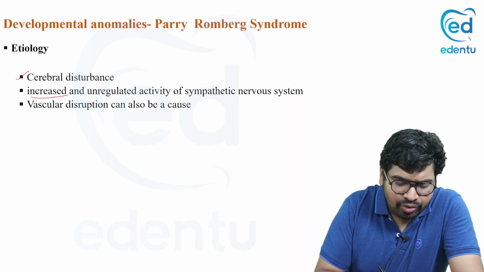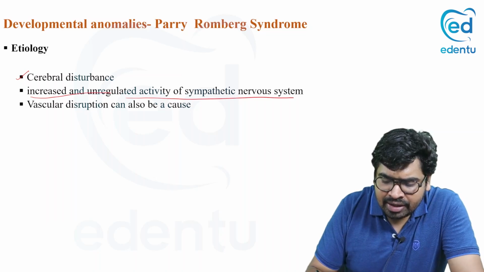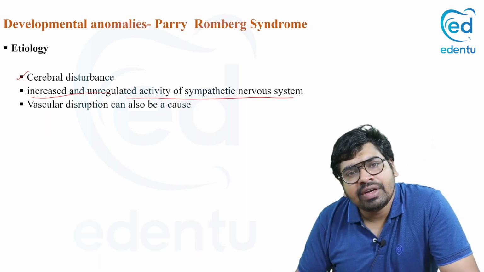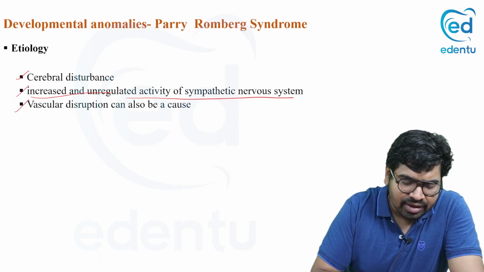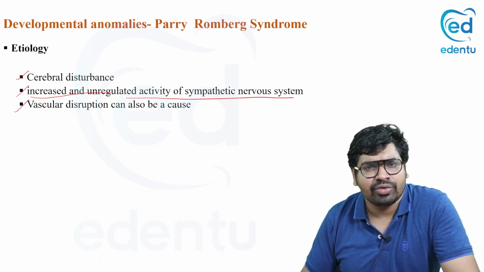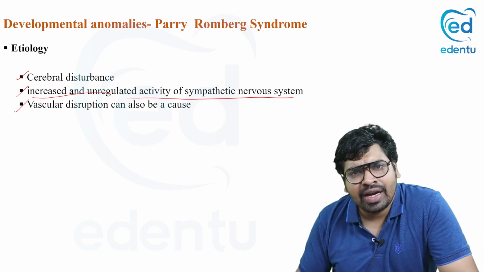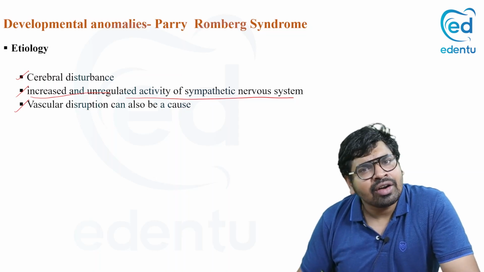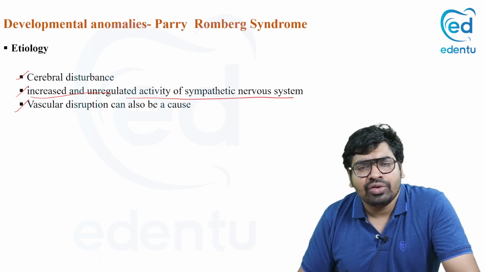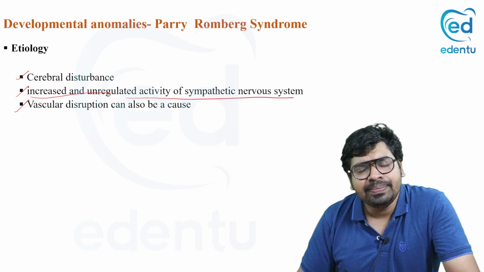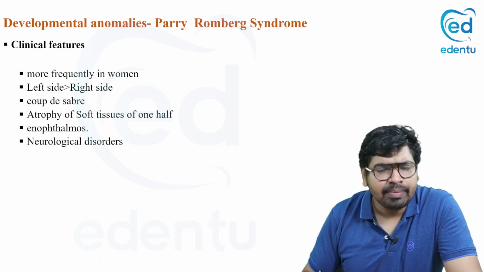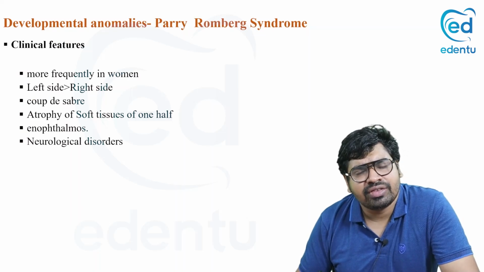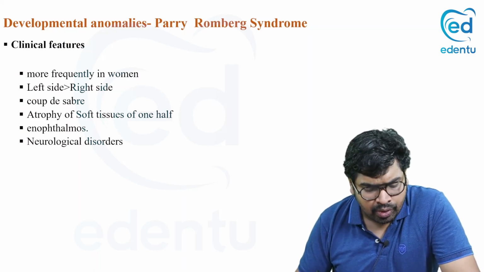So it is supposed to be an activity or inactivity of the sympathetic nervous system. Some authors say that it is due to vascular causes, so the blood supply to that area is reduced and it gets atrophied. There are different theories. You should know that there is a neural theory and a vascular theory. Now, coming to the clinical features, how does hemifacial atrophy manifest?